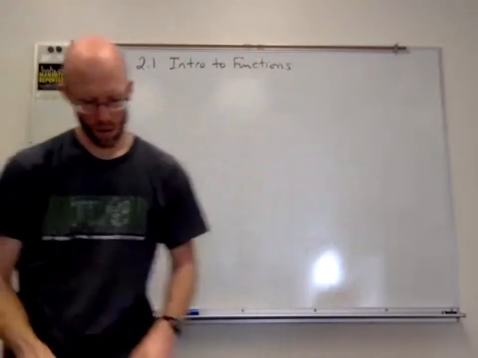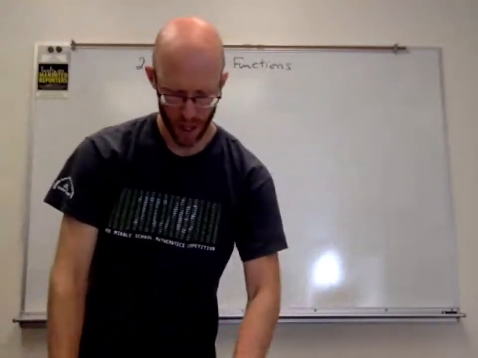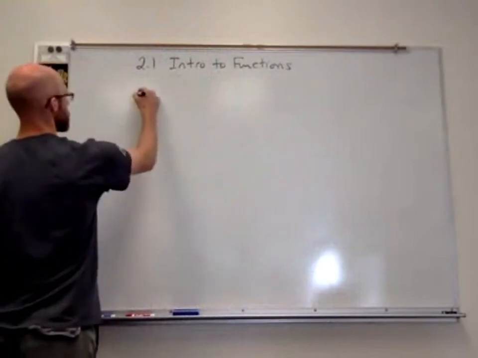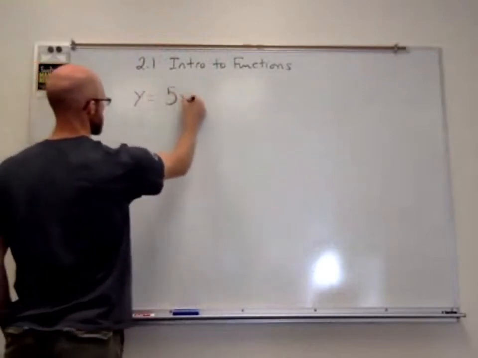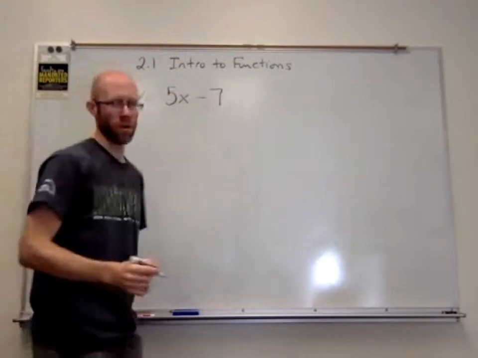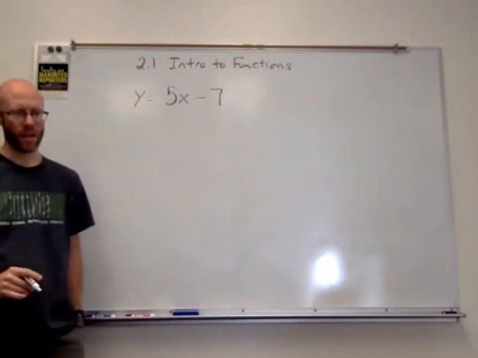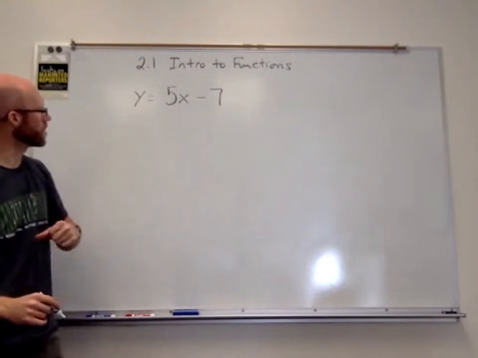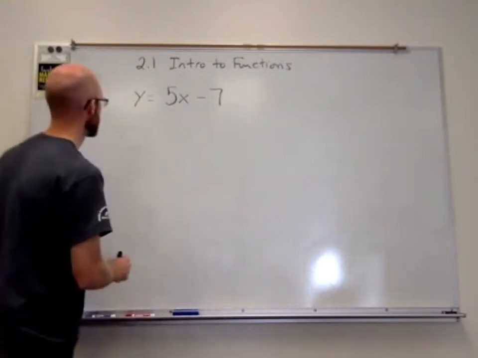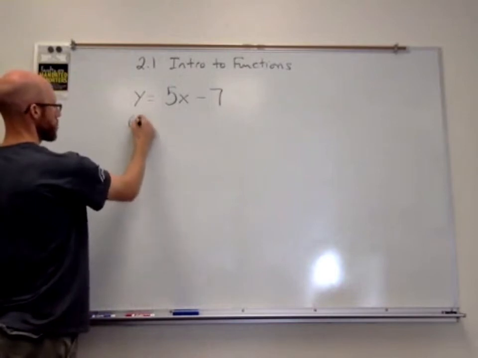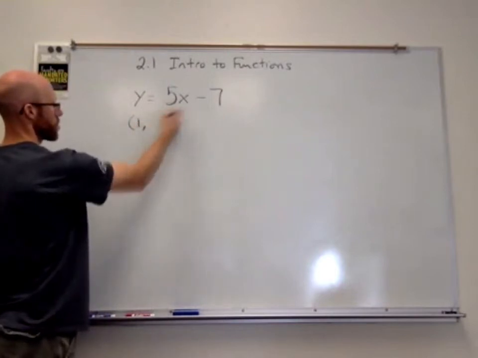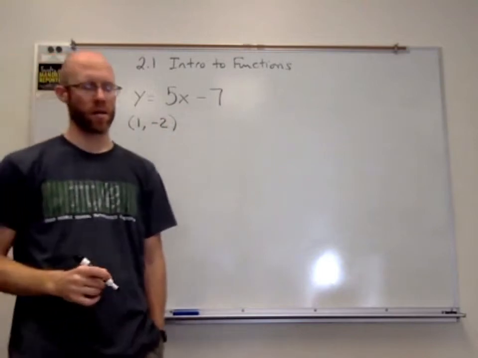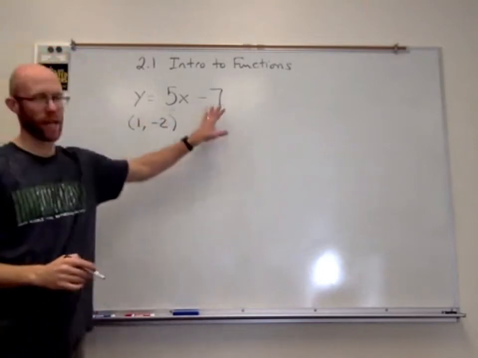Okay, so the other thing we'll work with in this section is something called function notation. And I'll go back to that previous example, 5x minus 7. It's kind of a nice one to work with. I had that table and I just erased it. One of the points on that table was 1 comma -2, right? Because when I plug in a 1, I get a -2 out.